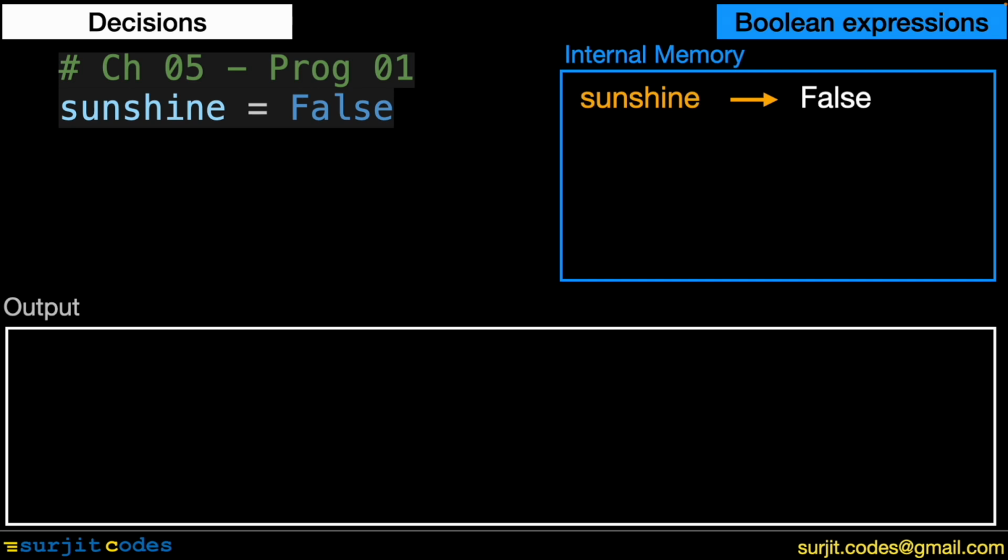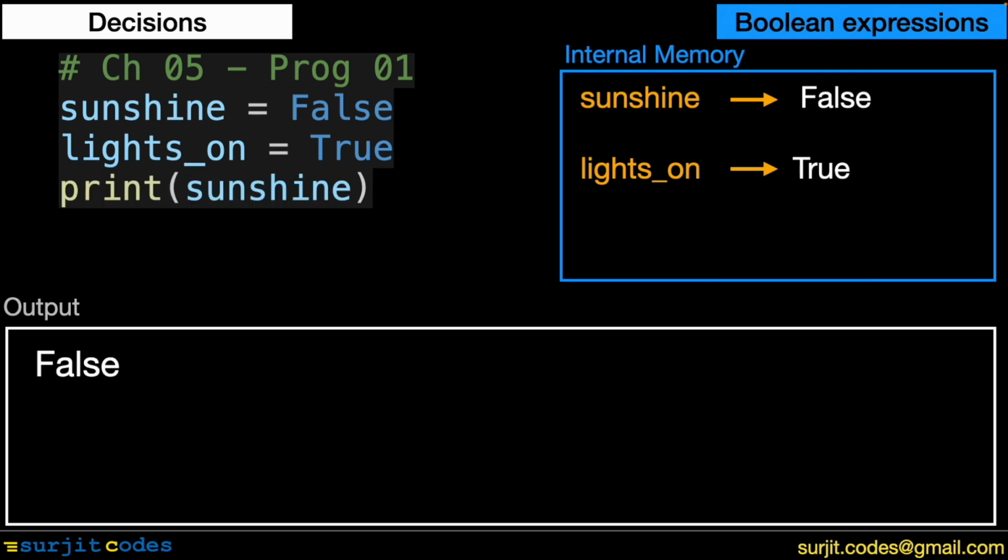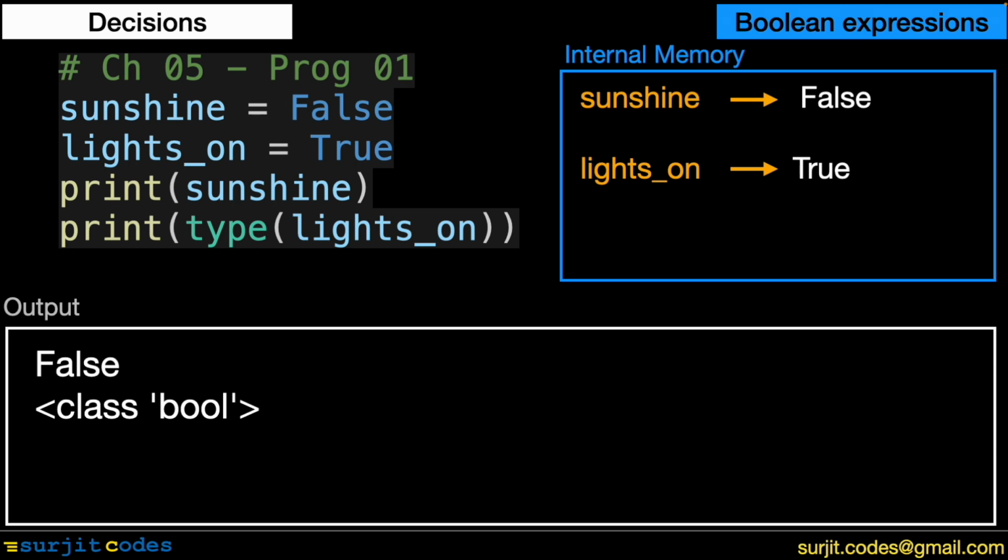Like any other data type, Boolean results can also be saved in variables. In this program, we define two Boolean variables and save them in memory. The print statement shows that sunshine is false. Both the variables are of Boolean class.